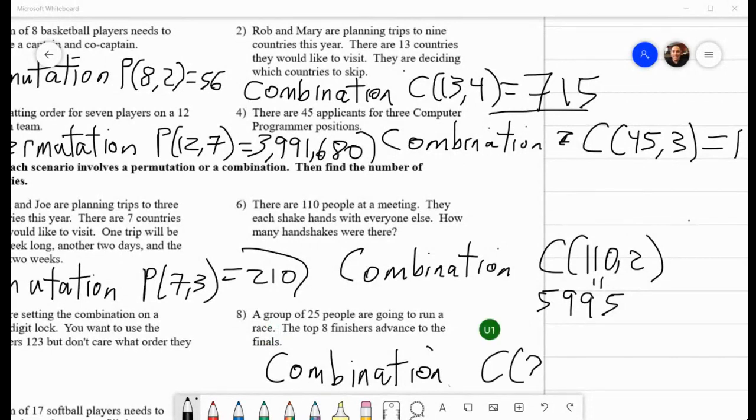Well, there's 25 people racing. We care about the 8 people finishing. We have this. So again, for this one, you can do the NCR thing. What am I doing? Here we go. So that number, again, I got from the calculator. What did I get? There it is. So this is 1,081,575.